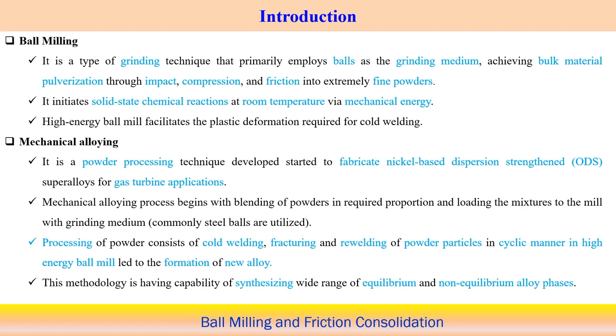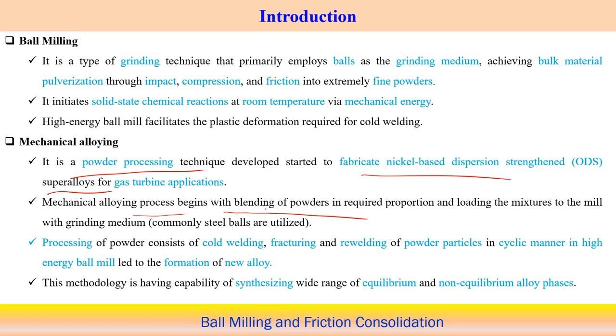Now there is another way to make an alloy system, which is called mechanical alloying. Mechanical alloying is a kind of powder processing technique, and it usually started with the nickel based dispersion strengthened superalloy, which has application in gas turbine blades. In this powder processing technique, mechanical alloying begins with the blending of the powder. We first prepare the powder, then mix the different kinds of powders, and we can consolidate this powder to make one particular component.